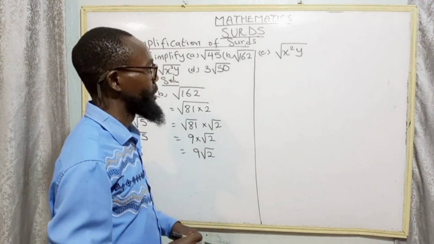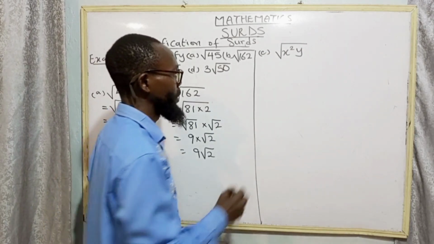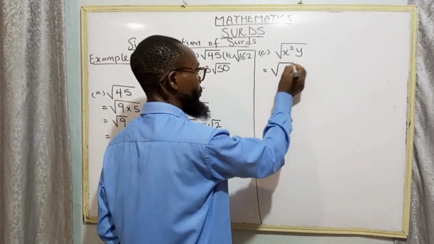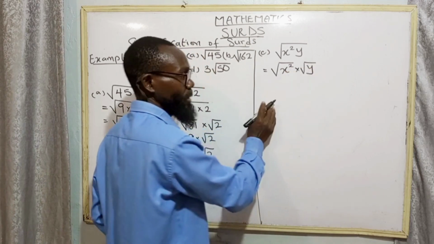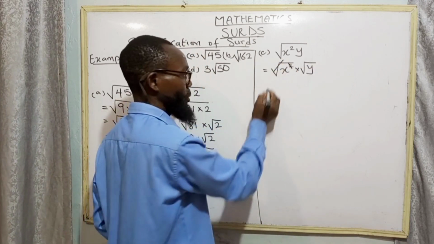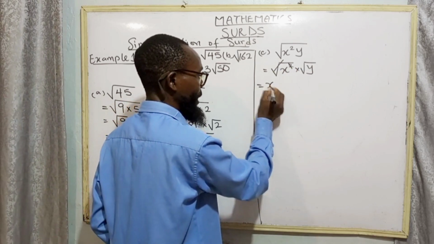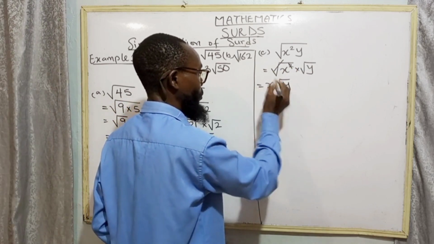Question C. The square root of x squared y can be written as the square root of x squared multiplied by the square root of y. The square cancels the square root, so we have x root y.